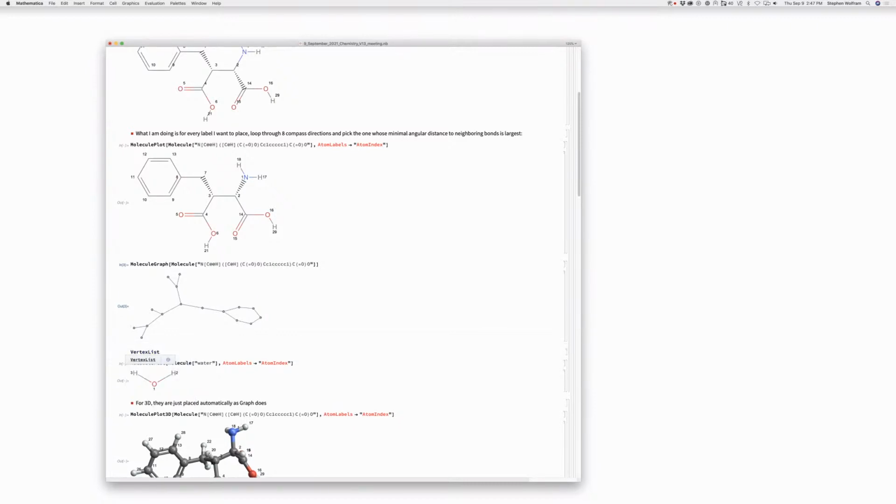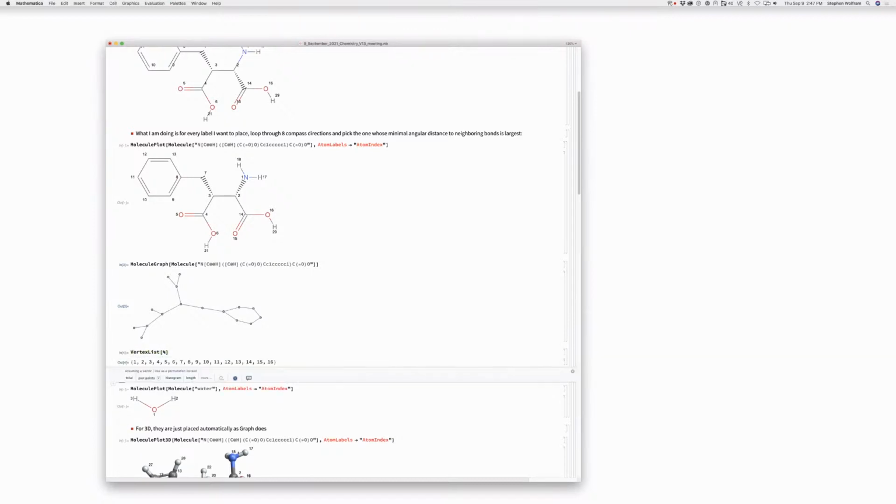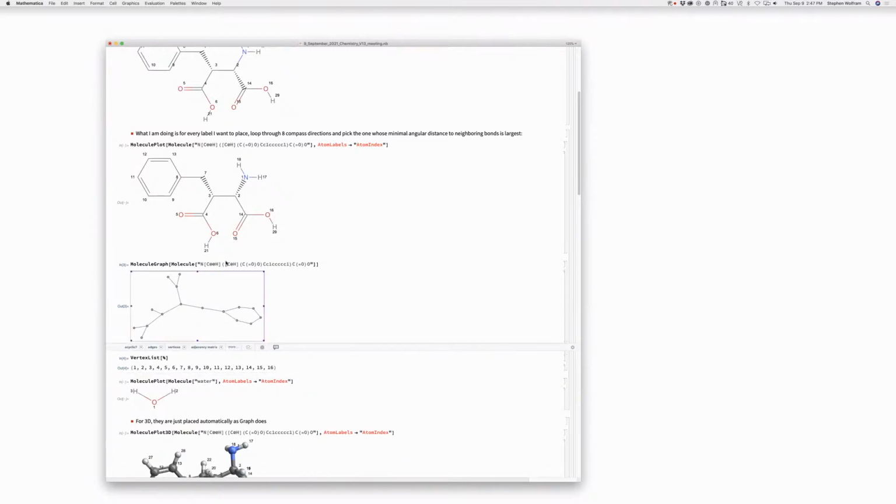I think that molecule graph should preserve the coordinates. That's really crummy. Why not give it molecule plot coordinates in the graph here? So that is a good point. I don't know.